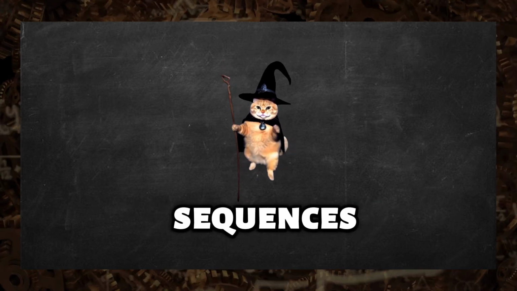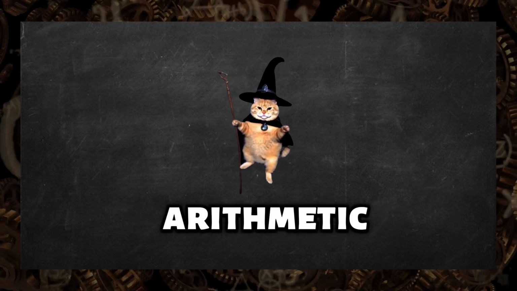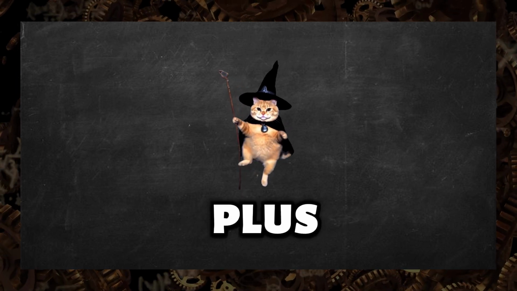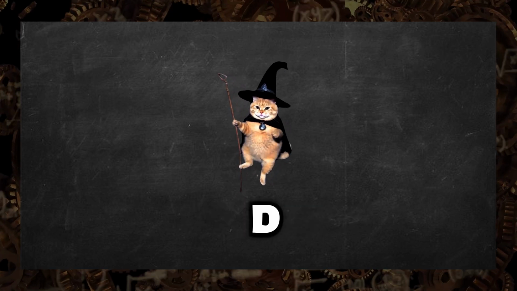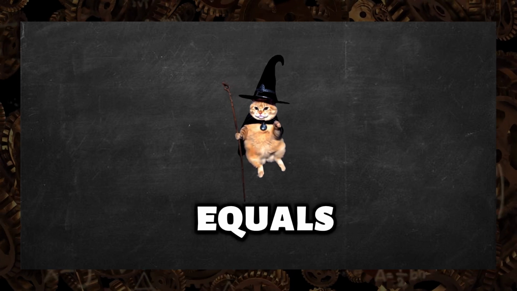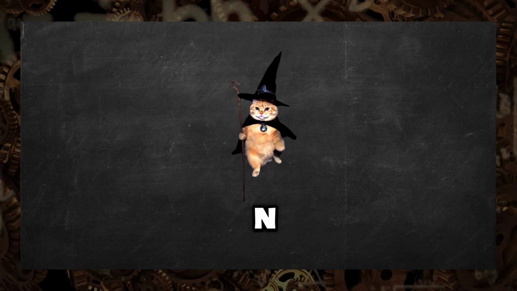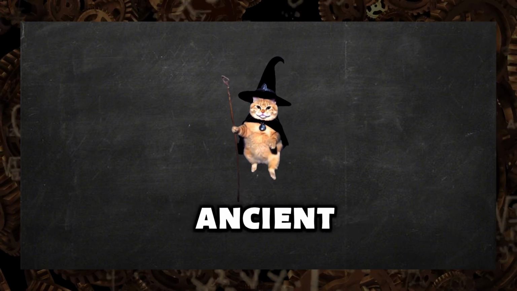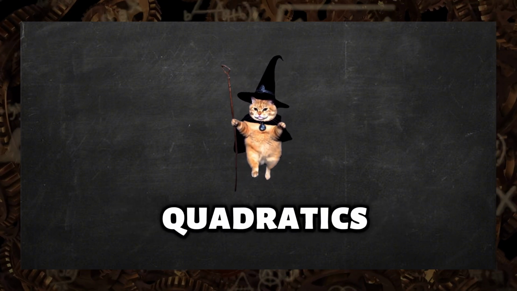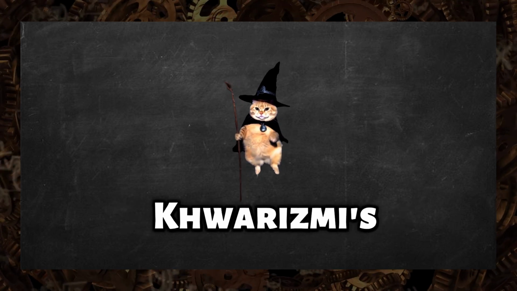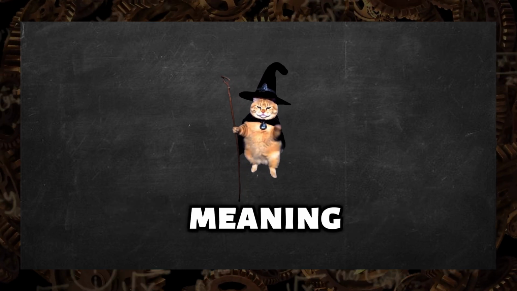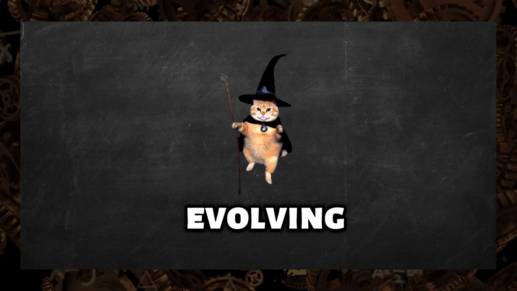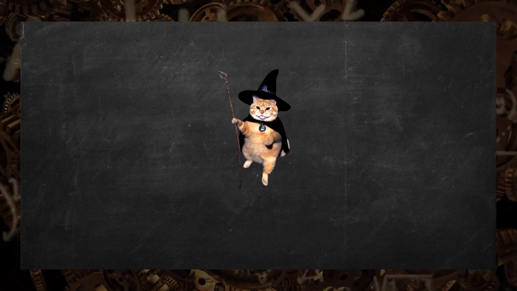Patterns and sequences use variables, arithmetic as a_n equals a_1 plus (n minus 1)d, geometric a_n equals a_1 times r to the n minus 1. Historical roots trace to ancient Babylonians solving quadratics, al-Khwarizmi's al-Jabr, meaning restoration, evolving to symbolic notation.